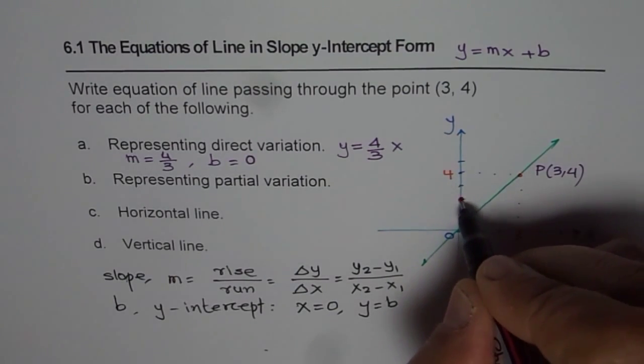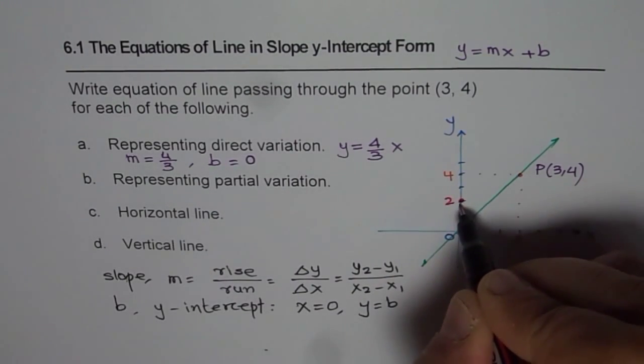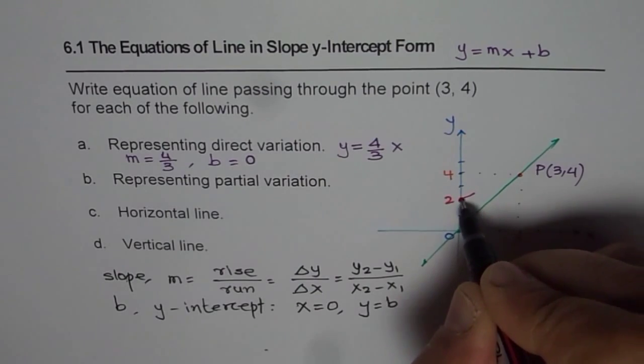So let's take a point here which is at 2, okay? And then that is the point given to us. So this is another line for us. Let's join them and draw this line.